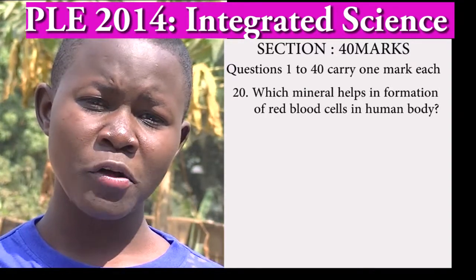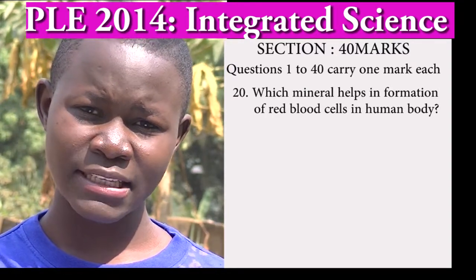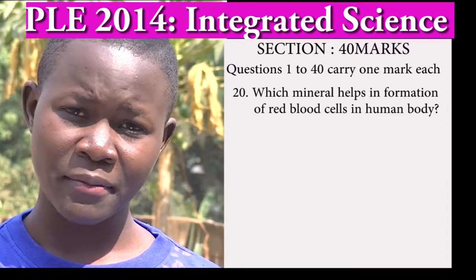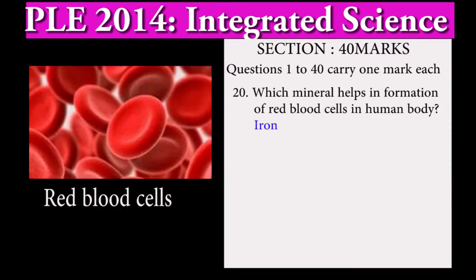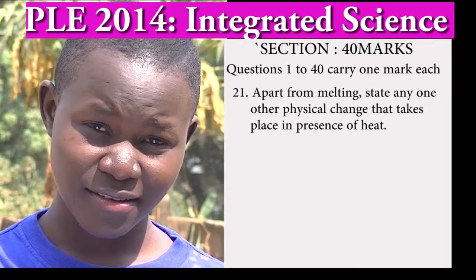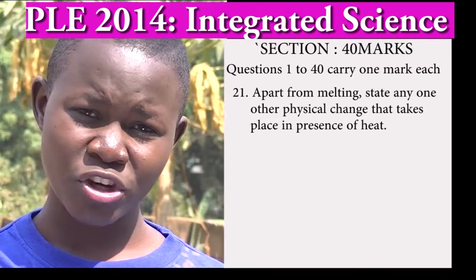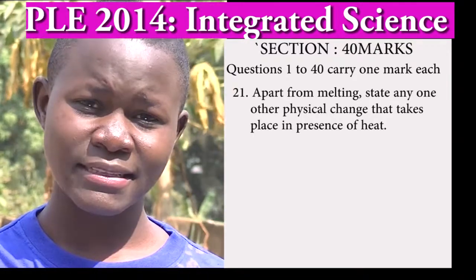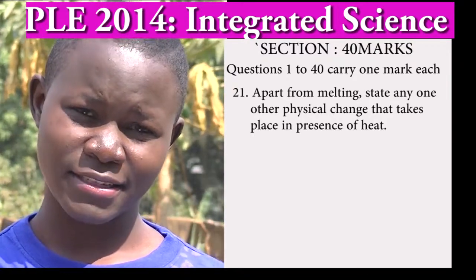Which mineral helps in the formation of red blood cells in the human body? Iron. Apart from melting, state any other physical change that takes place in the presence of heat.